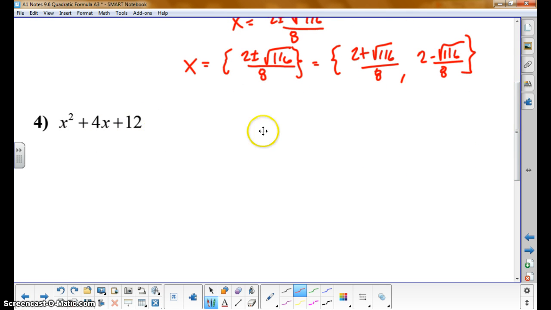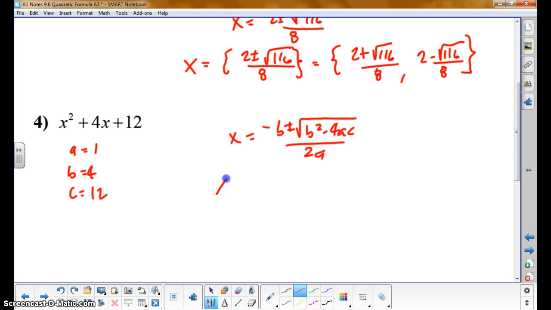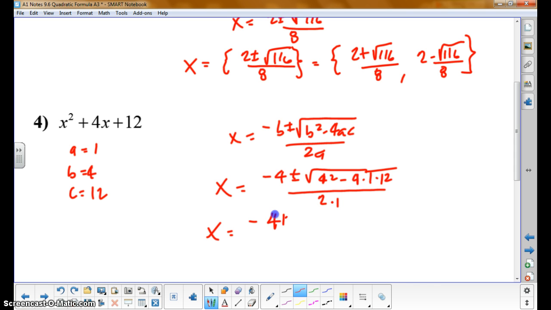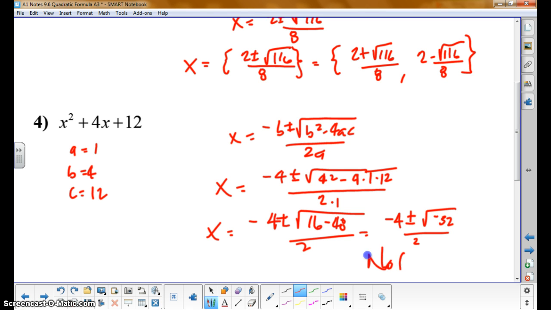Okay, let's move on to this problem. A is 1, B is 4, C is 12. So you have x is equal to negative b plus or minus the square root of b squared minus 4ac over 2a. So x is equal to negative 4 plus or minus the square root of 4 squared minus 4 times 1 times 12, which is c, all over 2 times 1. So x is negative 4 plus or minus the square root of 16 minus 48 over 2, which is negative 4 plus or minus the square root of negative 32 over 2. So there's a square root of a negative. So this answer is not real.